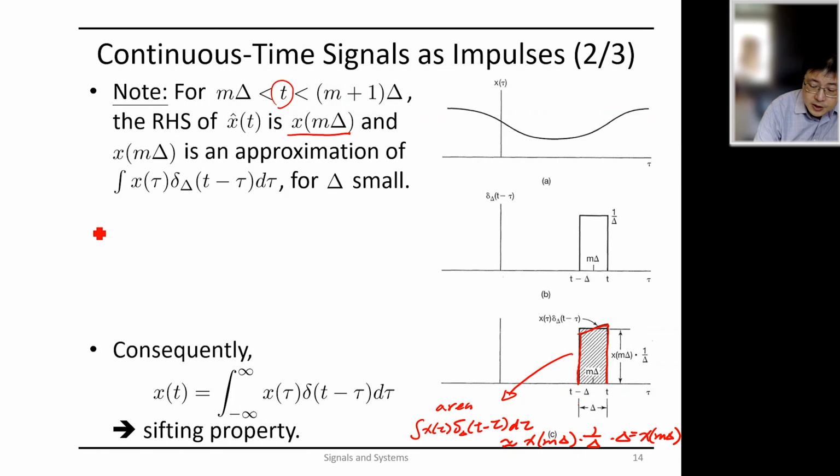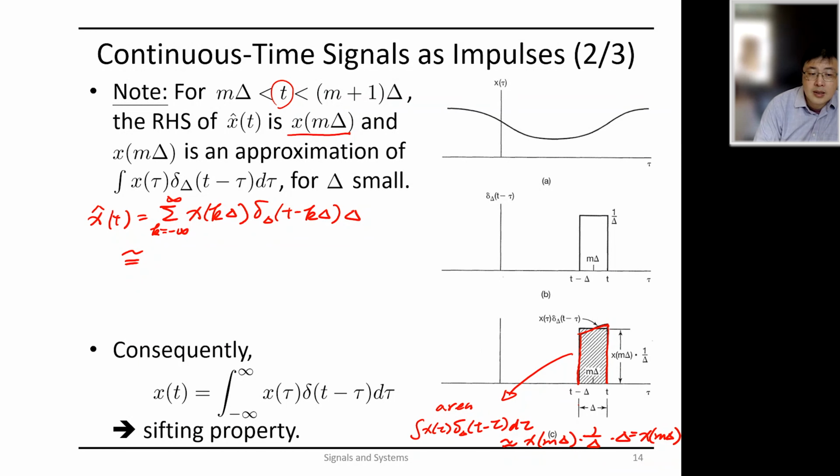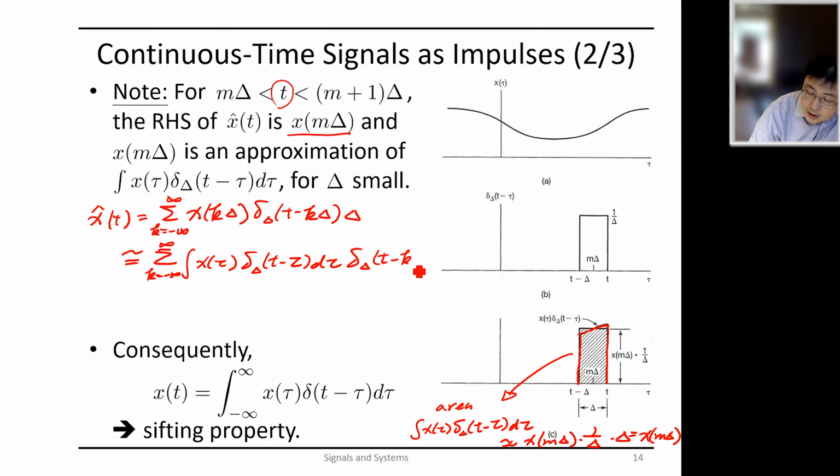So by this observation, this x hat of t, which is the summation of x of k delta times the pulse delta of t minus k delta, k from minus infinity to infinity, we can approximate by the summation of the integral of x of tau delta of t minus tau d tau times the pulse delta of t minus k delta.